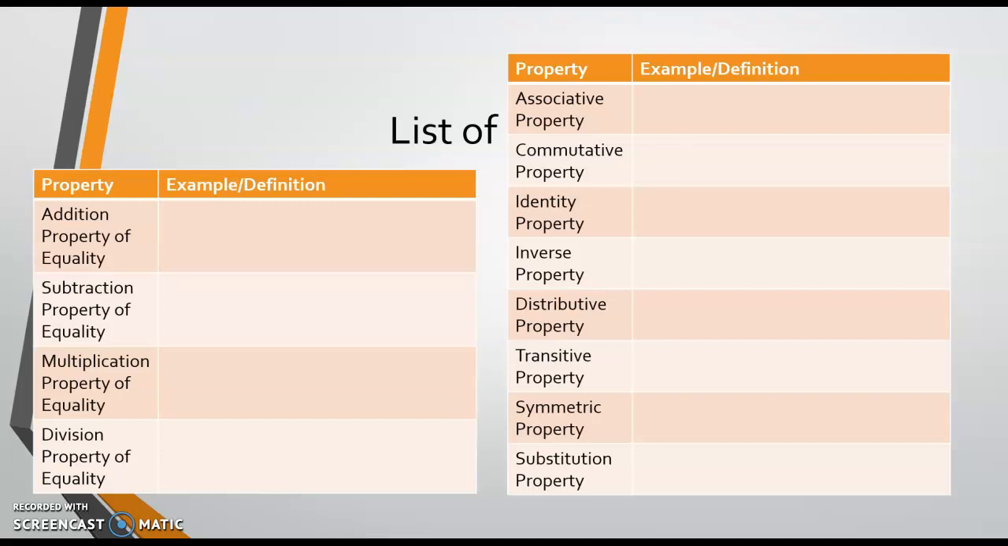So, addition property of equality, we talked about this when we talked about solving equations. This is where we add to both sides equally. Subtraction property of equality is when we subtract from both sides equally.